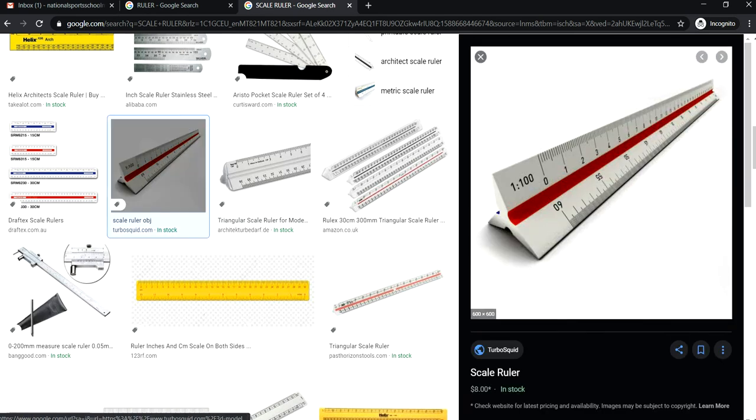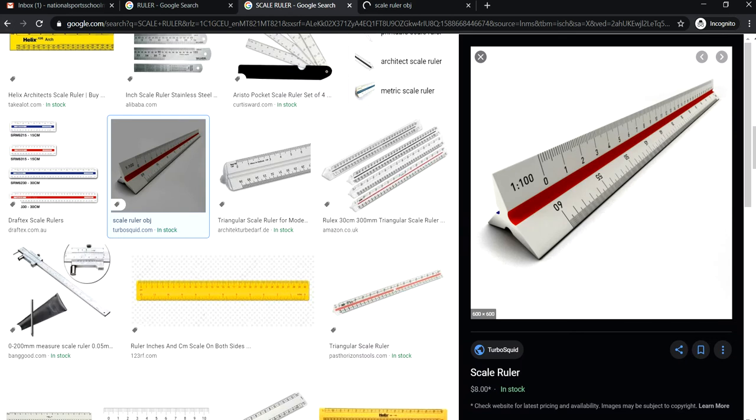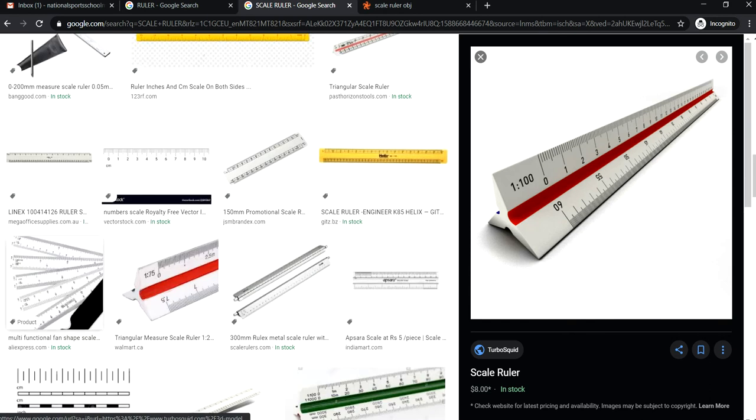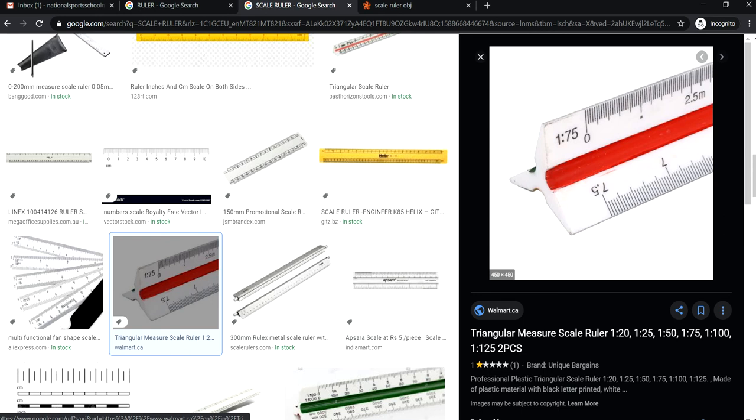For instance, this particular ruler here is written 1 is to 100. It means that every measurement you read from here represents 100 times more. That is, here we have, for instance, 1, but this is not 1 centimeter, it's representing 1 meter. 2 is 2 meters, 3 is 3 meters, etc. So it depends on the scale. Here, for instance, is 1 is to 75. It means that the measurement is 0.75 of the real measurement. So that is a scale ruler.